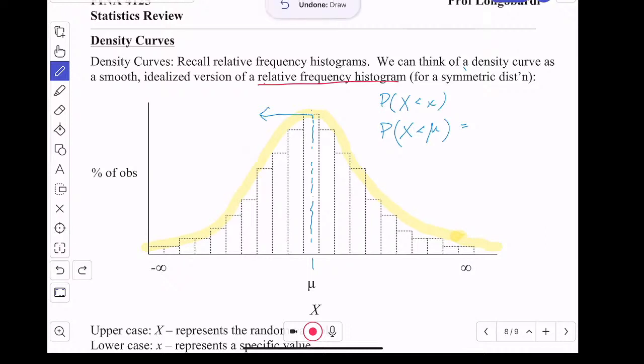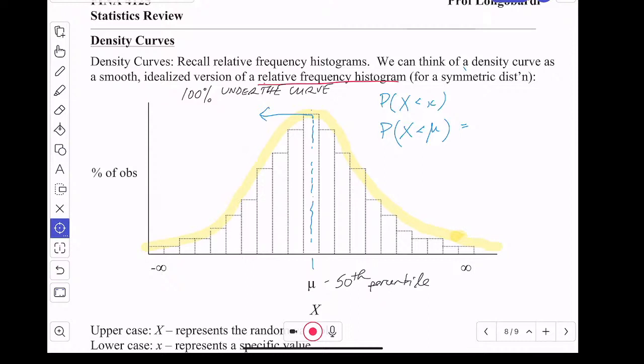The area under this curve, because it's the percentage of observations, is 100%. We refer to it as 100% of the observations are under the curve. And I'm telling you this is a symmetric distribution, and I'm cutting it in half, saying this is the mean. The mean is also the 50th percentile. It means that 50% of the observations are to the left and 50% are to the right. So the percentage of observations that are less than the mean is 50%.